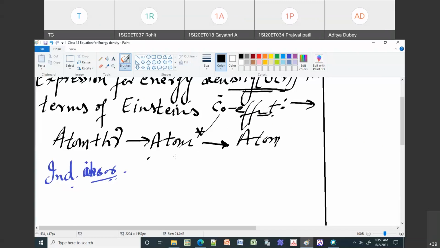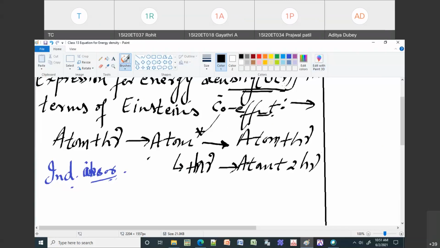For this, there are two processes. The first process is it will just come down to ground state by spontaneous emission, and the second process is you again give some energy and make this atom come down to ground state with emission of 2 photons. So the first process is spontaneous, and the second process is stimulated. So this is your spontaneous process, this is your stimulated process. Normally these are the things which are happening.